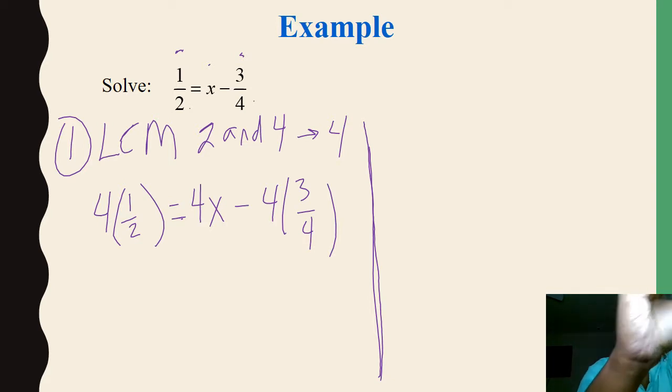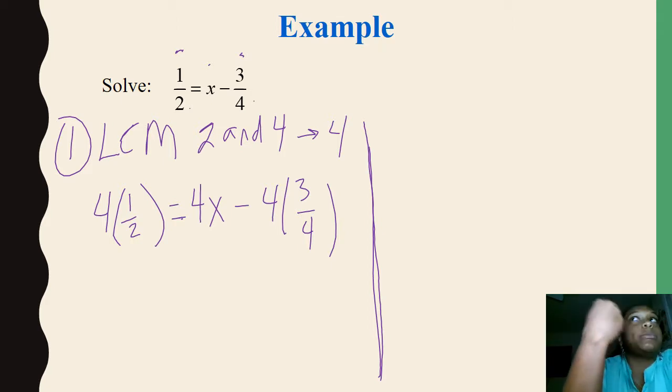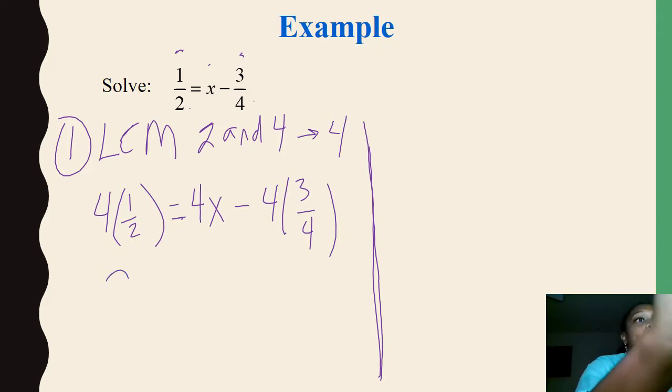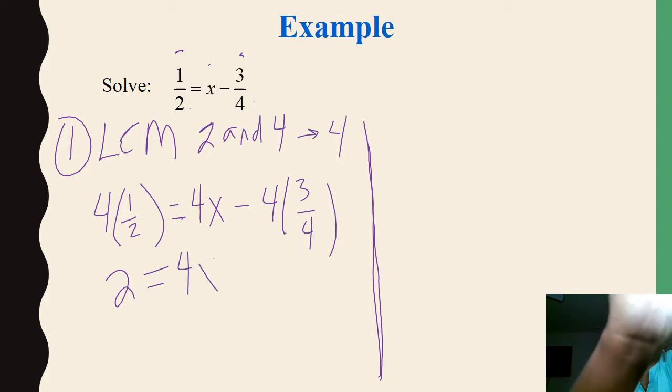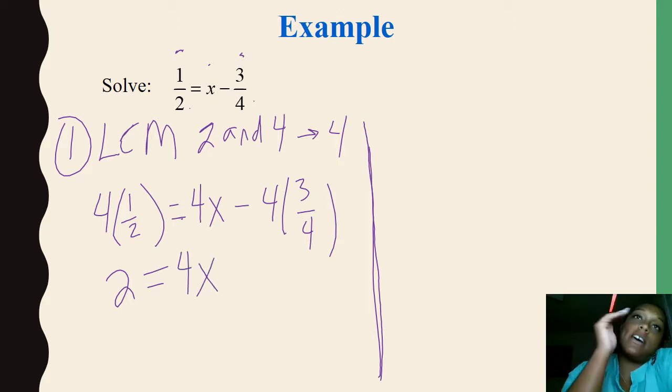So 4 times 1/2. So if I have 4 and I'm splitting it in half, that means I'm left with 2. 4 times x is just 4x.